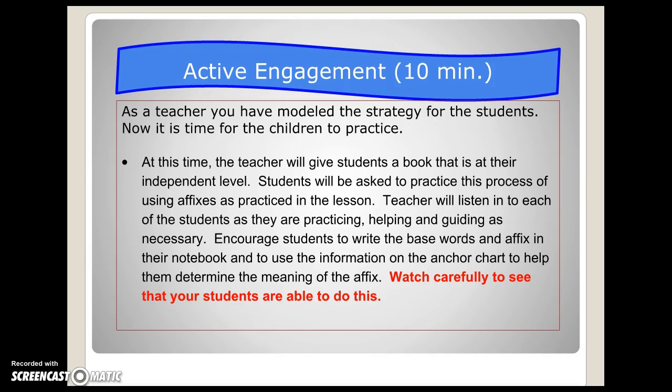Encourage students to write the base words and affix in their notebook and to use the information on the anchor chart to help them determine the meaning of the affix. Be sure to watch carefully to see that your students are able to do this.